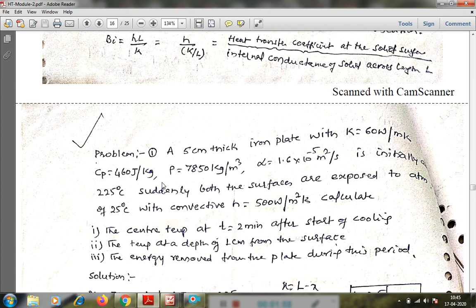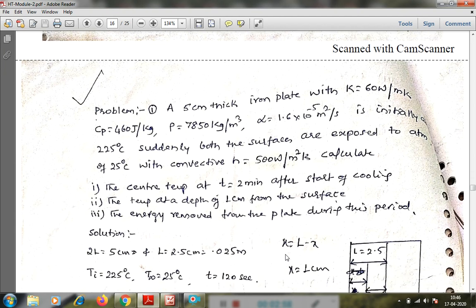The first one is for the slab. In that slab we will consider a 5 centimeter thick iron plate with k equal to 60 watt per meter Kelvin, Cp equal to 460 joule per kg Kelvin, rho equal to 7850 kg per meter cube, alpha equal to 1.6 into 10 raised to minus 5 meter square per second, initially at 225 degrees Celsius. Suddenly both the surfaces are exposed to atmosphere of 25 degrees Celsius with convective heat transfer coefficient h equal to 500 watt per meter square Kelvin. Calculate first, the center temperature at t equal to 2 minutes after the start of cooling; second, the temperature at a depth of 1 centimeter from the surface; and third, the energy removed from the plate during this period. These three we have to calculate.